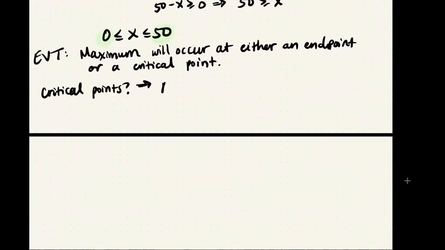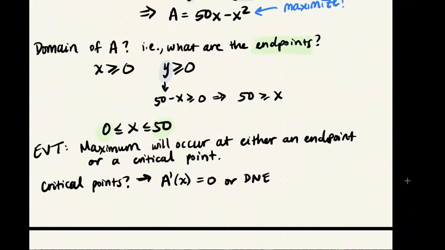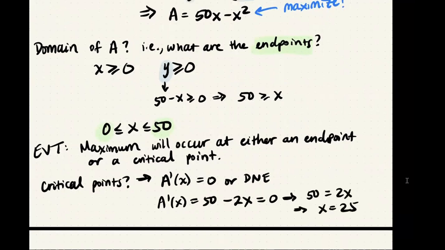These are points where, in this case, we're calling it A, A prime of x is 0 or does not exist, or it's undefined. Well, A of x was, let's remind ourselves, 50x minus x squared. So A prime of x is 50 minus 2x. We're just doing a quick power rule there. If I set this equal to 0, that tells me that my critical points occur when 50 equals 2x. In other words, when x equals 25. The derivative here is also a polynomial, so it's defined everywhere, so I don't really need to worry about the does not exist case here.